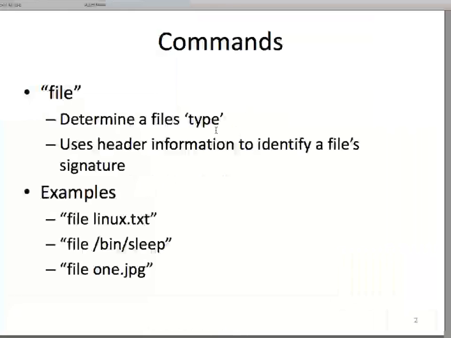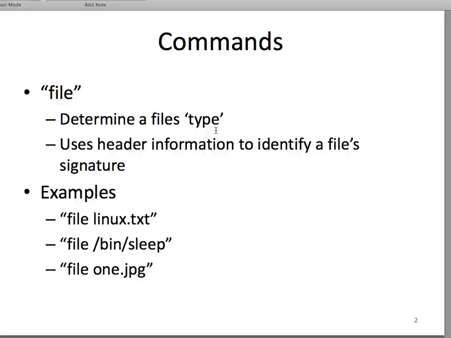So let's get started. So let's look at something called the file command. What the file command does is it determines a file's actual type. Now, for those of you who are familiar with Windows, you probably know that the way you determine a file's type is by looking at the extension. So you know that a .txt file is a text file, or a .doc file is a Word file, or that a PDF file is an Adobe PDF or portable document format file.